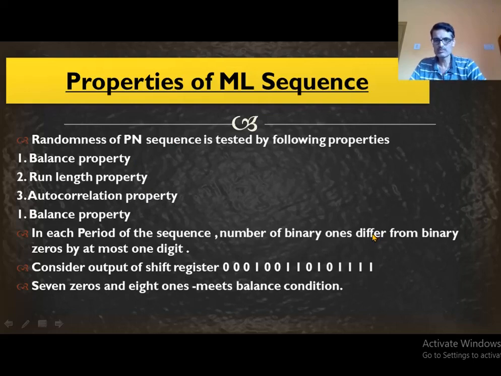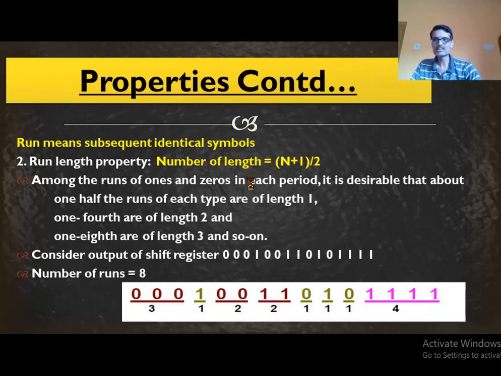Whatever the number of memory elements you use, if I use 3 memory elements, 8-bit sequence, I will get out of 8 bits 4 ones and 3 zeros. That's what we will get. So in this example, 7 zeros and 8 ones meets the balance condition. This is always so in the PN sequence generator or maximum length sequence generator. This is the first one. Now the second one is the run length property.